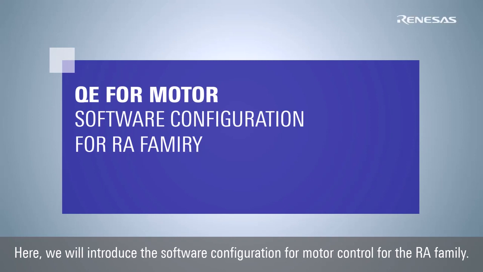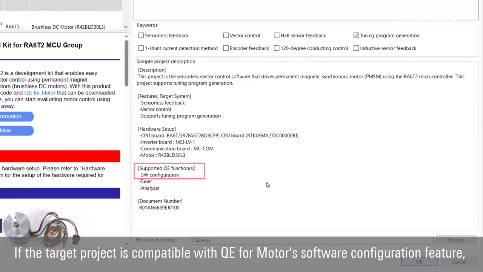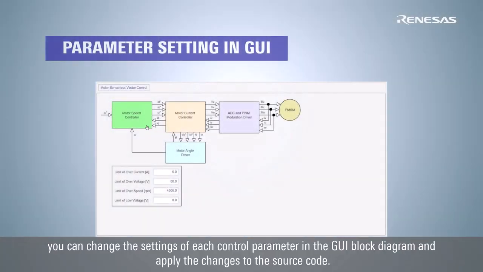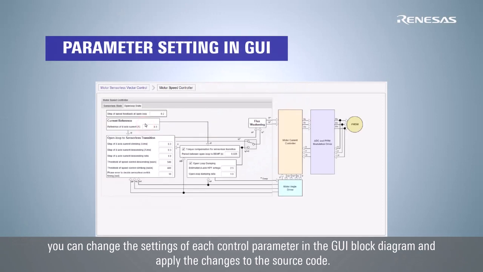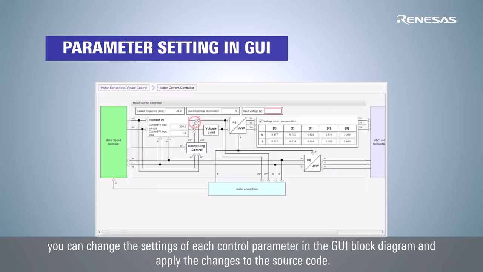Here, we will introduce the software configuration for motor control for the RA family. Please refer to the previous video for steps on importing sample programs using QE for motor. If the target project is compatible with QE for motor's software configuration feature, you can change the settings of each control parameter in the GUI block diagram and apply the changes to the source code.